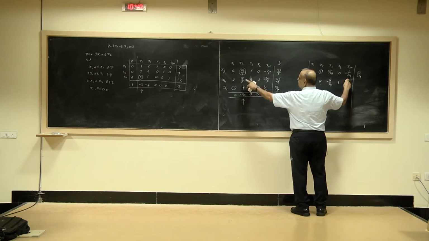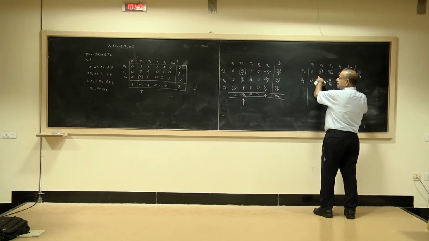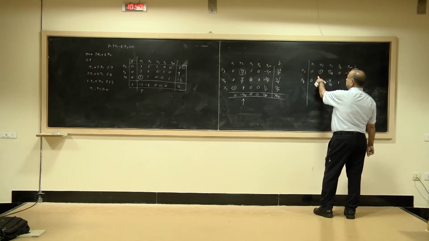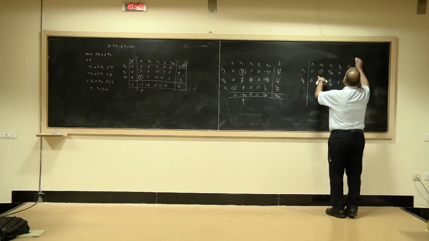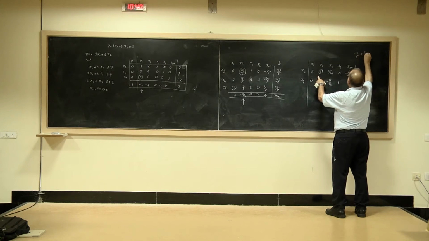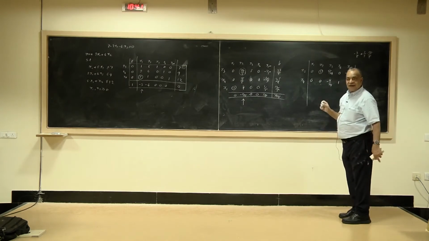Multiply this by 18 over 5, which is 18 over 5, minus 2 over 5, plus 1/5 times 18 over 5. Is it not? Please check, yeah.